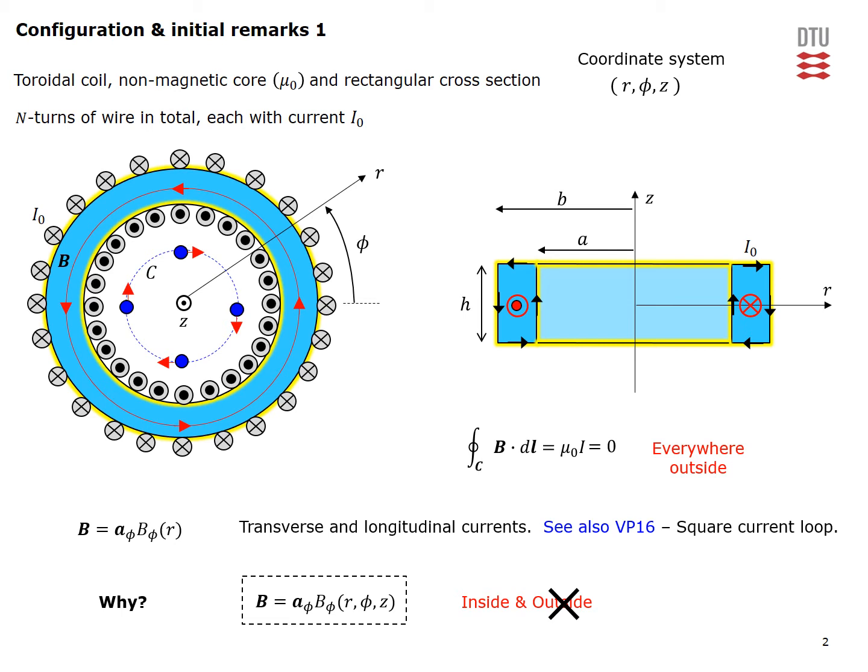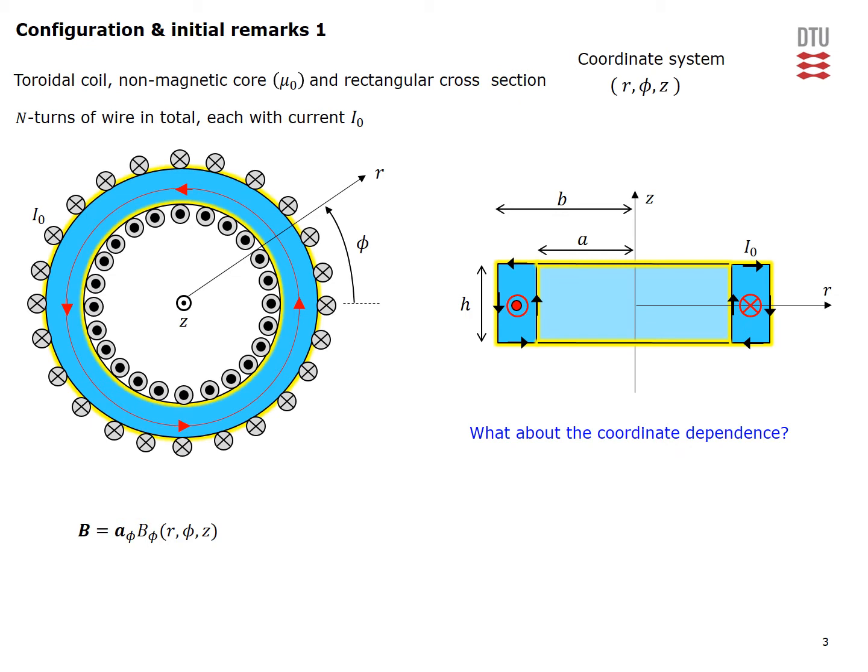And the only way by which this can be so is that there is no phi component of the B field outside of the non-magnetic core. This is, moreover, an argument that we can make for a closed path C which has a radius somewhere in this region over there. So we see that the B field will only exist inside of our toroidal coil.